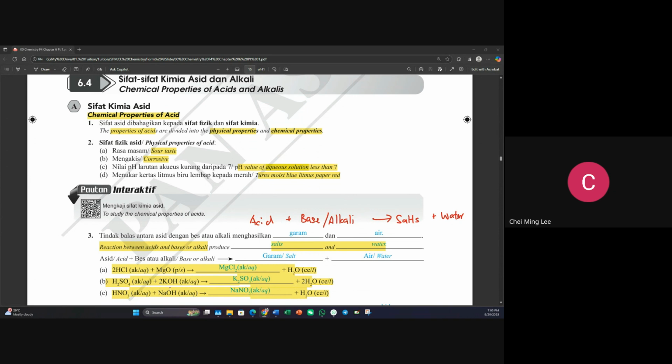Nitric acid with sodium hydroxide becomes sodium nitrate with water. So this is how it normally looks, the general formula for that. All right, jot this down.